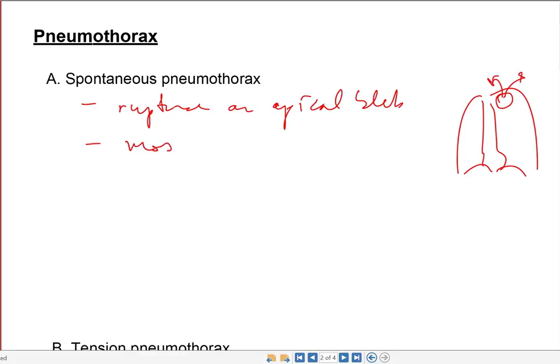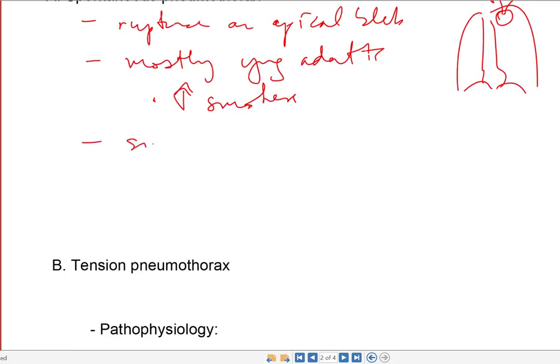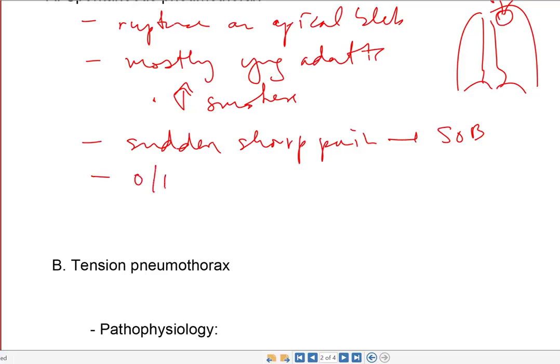It's mostly seen in young adults, and no surprise, it's increased in smokers. And your patient is going to complain of having a sudden sharp pain. That's the tearing of the bleb and the pleura, which is innervated. And then depending on how much air accumulates, they can develop a mild degree of shortness of breath. It's almost never life-threatening. So on examination, if it's only a small tear with a small amount of air, really, generally speaking, you're not going to find anything.